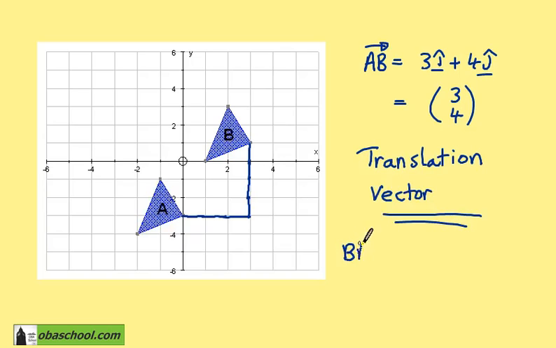If we wanted to go the other way, from B to A, then quite simply we would go minus 3i minus 4j, which is the reverse journey. As a column, this would be minus 3, minus 4.